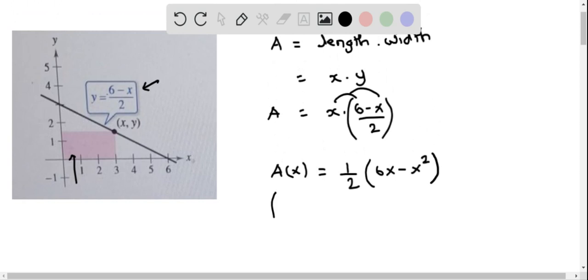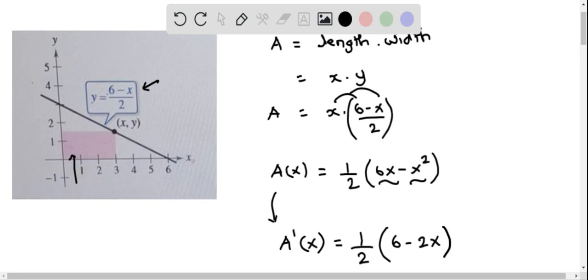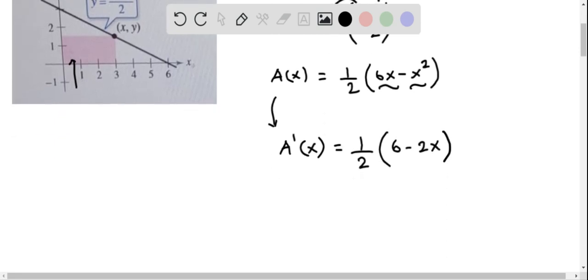So first, let's find the derivative of this area function. That is, we find A prime of x by differentiating both sides with respect to x, and so this equals half of, the derivative of 6x, which is 6, minus the derivative of x squared using the power rule, which is 2x. Now, to find the critical point of the area function, we set A prime of x equals 0 and solve for x.